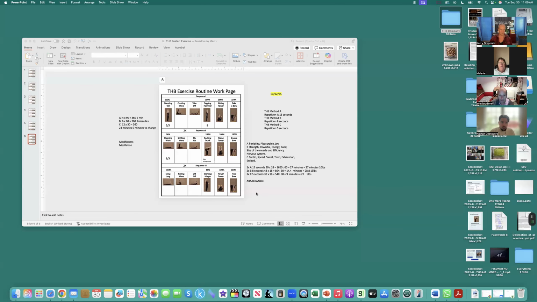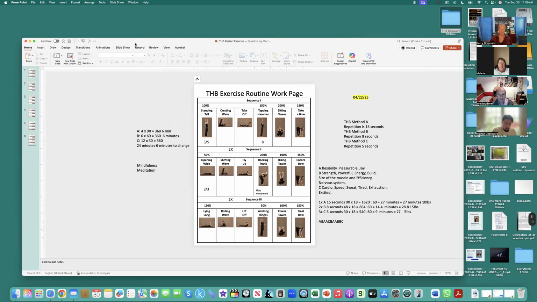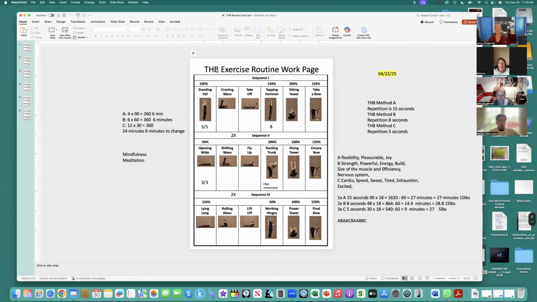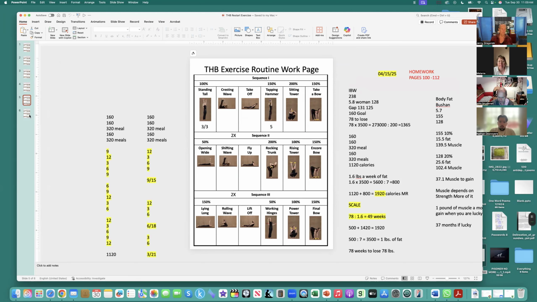So we'll talk about calculating the total load of lifted weights during the whole session. So let me see. All right.